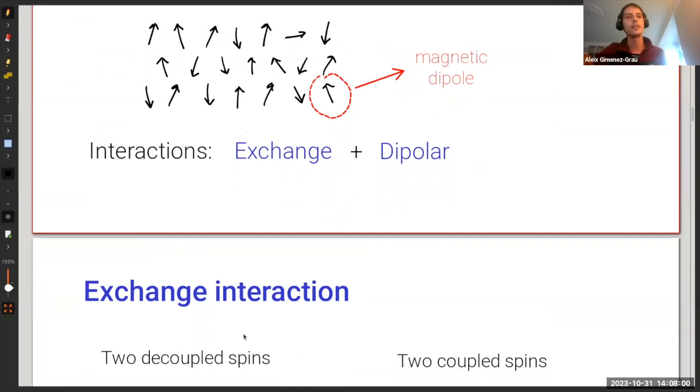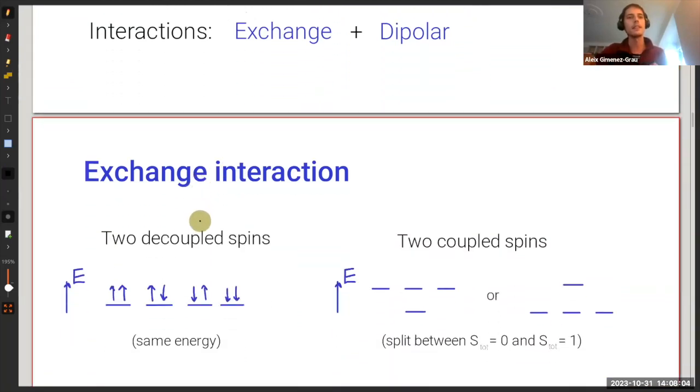First, starting with these exchange interactions. Let's imagine a very simplified model where you have two spins in your magnet. If you take these two spins and they are very far away, you can just imagine that there are 4 energy levels, right? You can have spin up, spin up, spin up, spin down, and so on and so forth. And because these two spins are decoupled, all these states have the same energy.